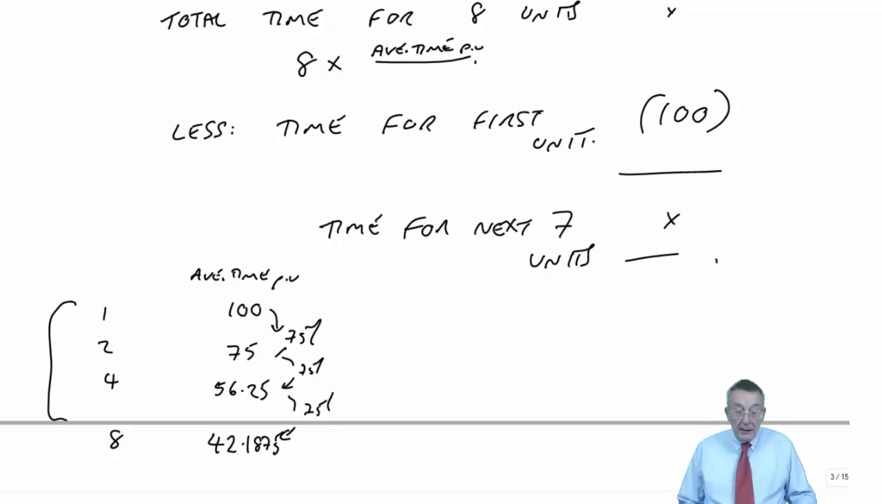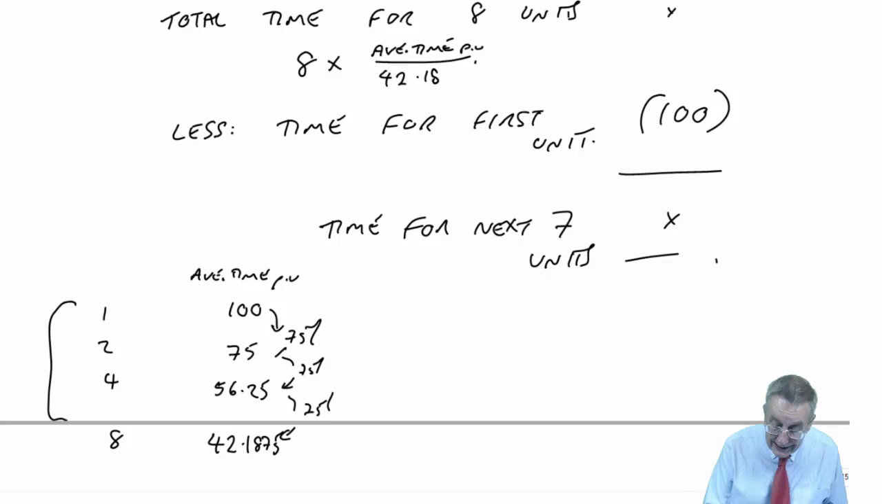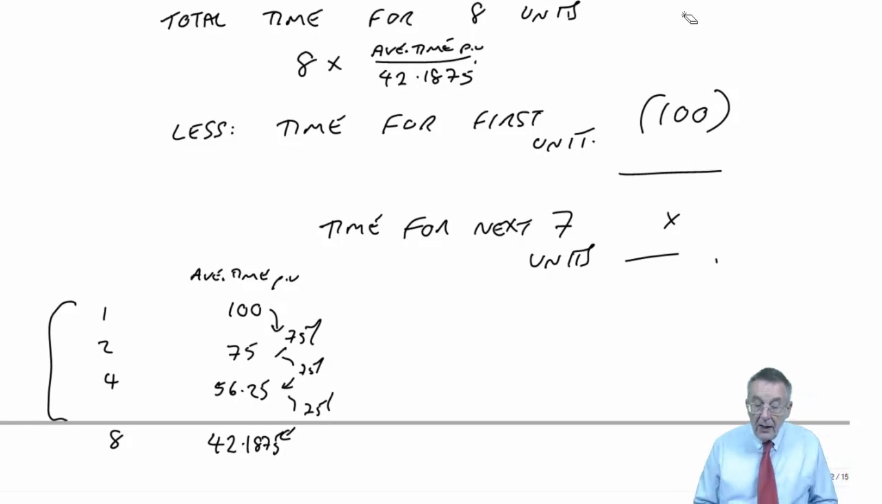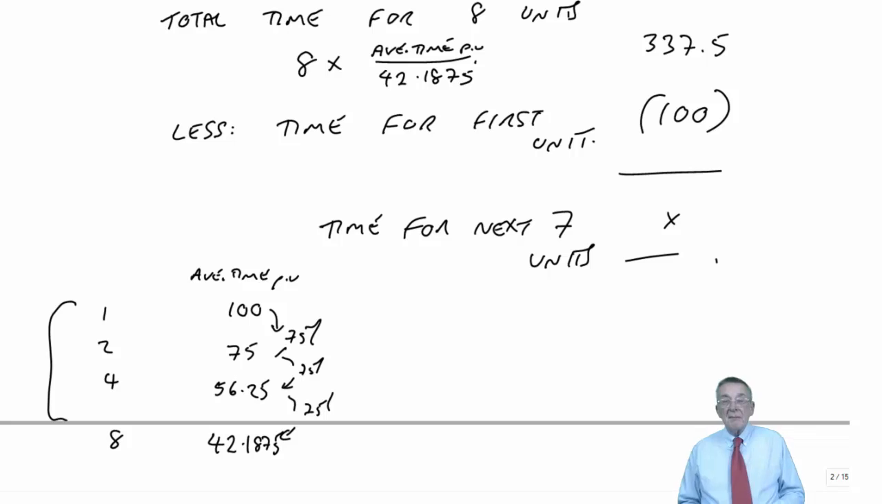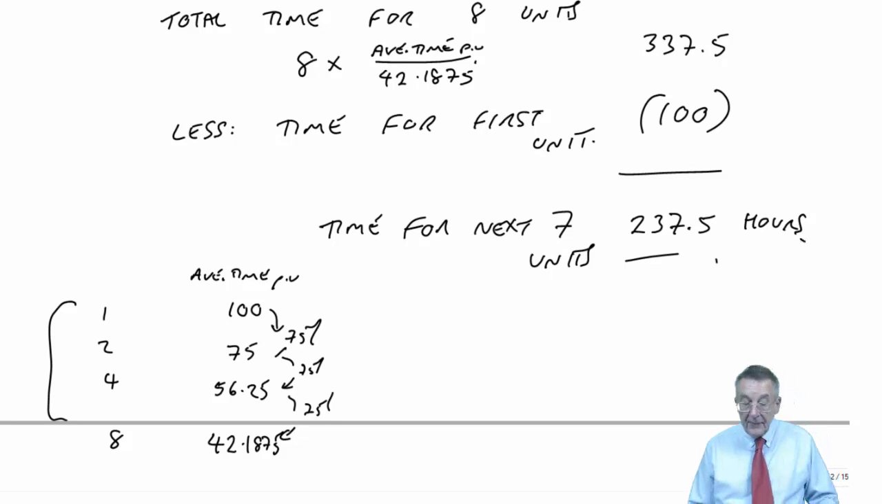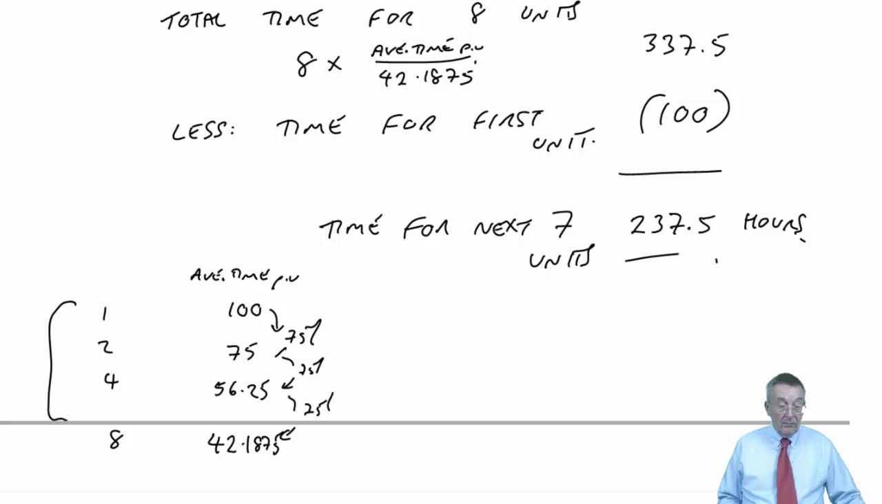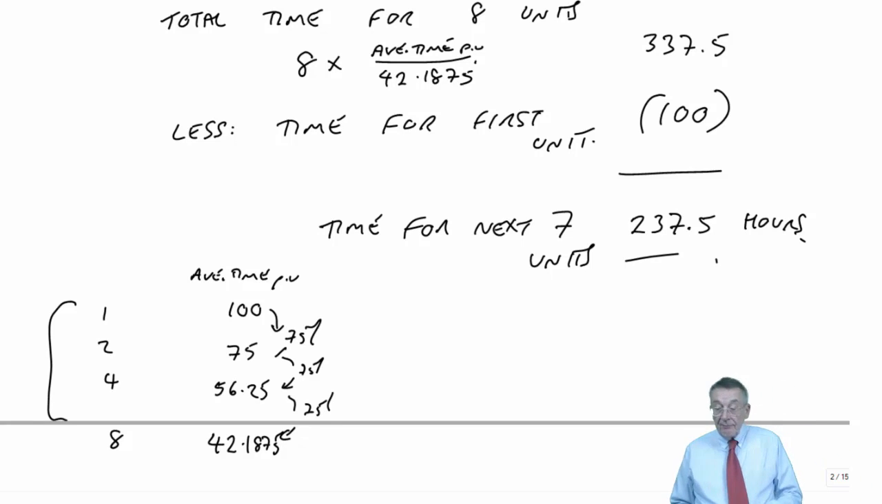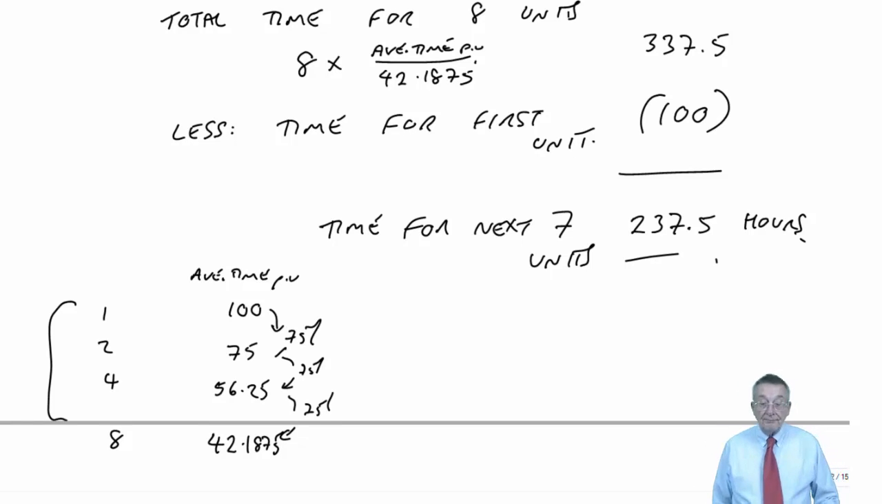Because what's the total time to make 8? It's 8 times the average. So the total time for 8 times 42.1875 is 337.5. And now we're back to how I started. To make 1 took 100, to make 8 in total takes 337.5, and so the next 7 must have taken in total the difference of 237.5 hours. So there you are. There is the doubling rule.